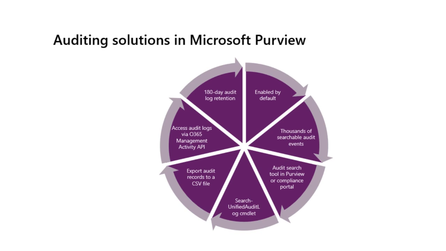Access to audit logs via the Office 365 Management Activity API. A third method for accessing and retrieving audit records is to use the Office 365 Management Activity API. 180-day audit log retention: when an audited activity is performed by a user or admin, an audit record is generated and stored in the audit log for your organization.